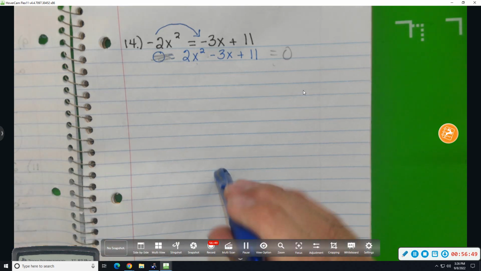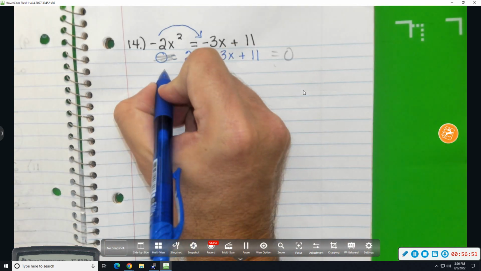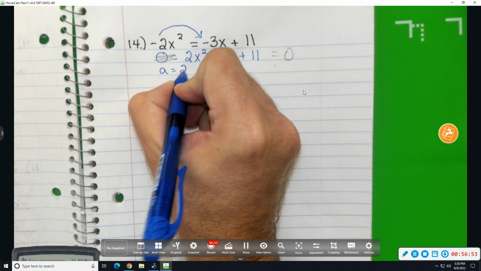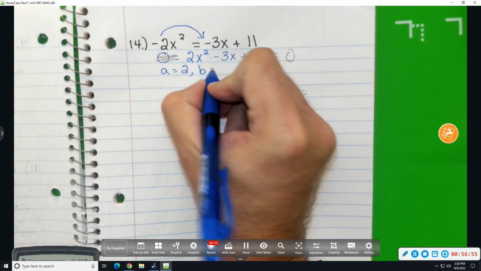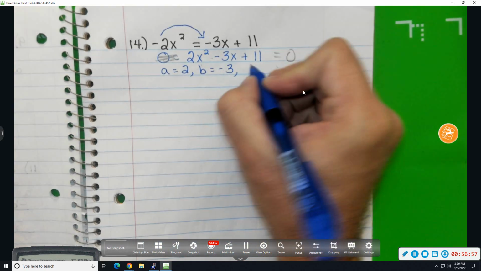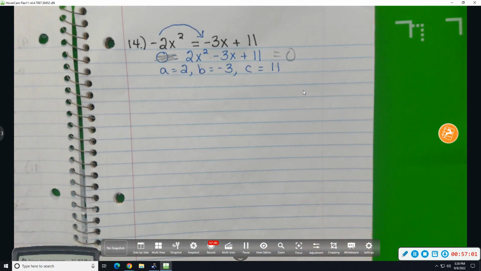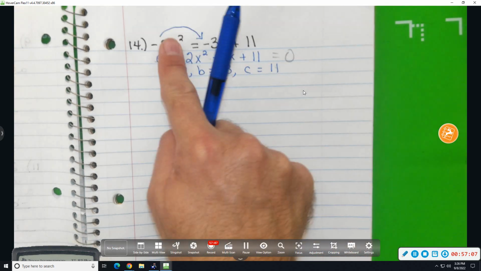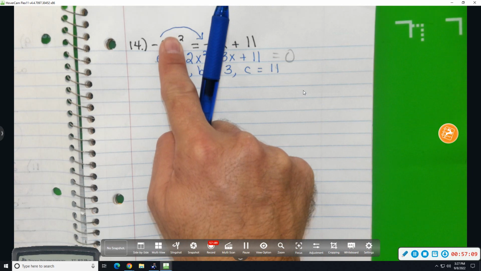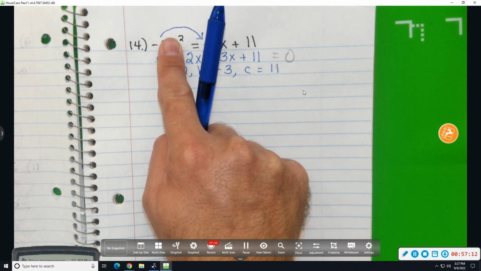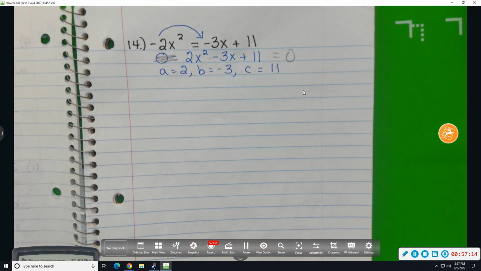I was going to say maybe they got confused because they're used to the equal sign, something equals 0. So maybe they put the opposite of it, like negative 2x squared plus 3x minus 11. And you're going to wind up with a much harder problem then. So you should always move it so that A is positive.